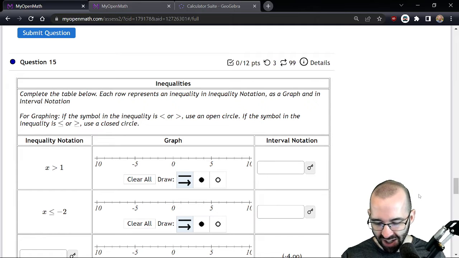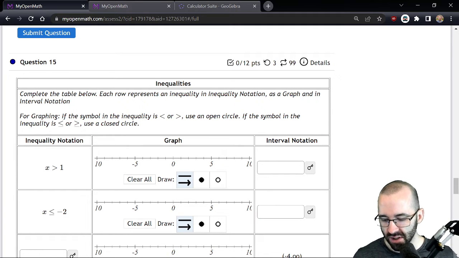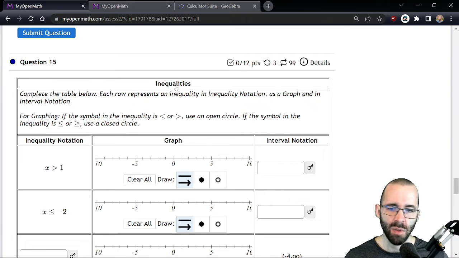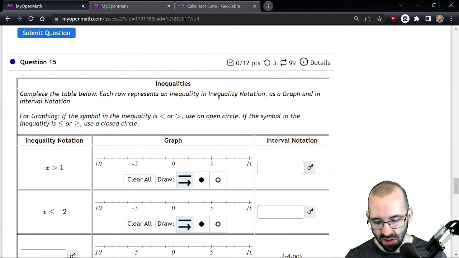All right, let's look at number 15. So this is just some notational stuff. Complete the table below. Each row represents something different. So we got a lot of practice. We're probably not going to do all of them. We've got an inequality notation. We're going to be graphing that. And we have interval notation.